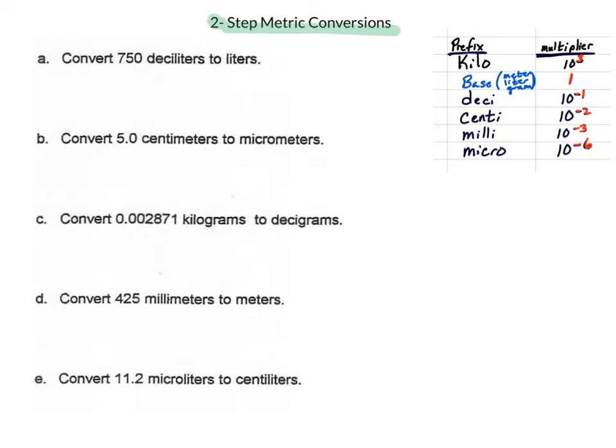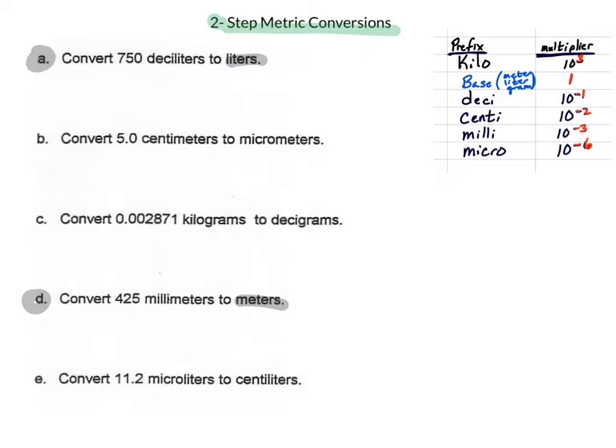Previously, we found letters A and D were one-step conversions, and the reason we said that was because they went to a base unit. They started or ended at a base unit. On letters B, C, and E, we see that neither of them are base units. They're both something with a prefix. That means we have to do an additional step, which is why we call it a two-step metric conversion. Generally speaking, this is very similar to the one-step process.